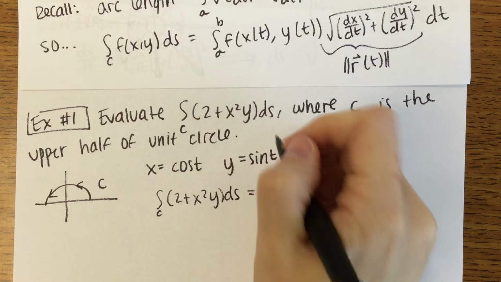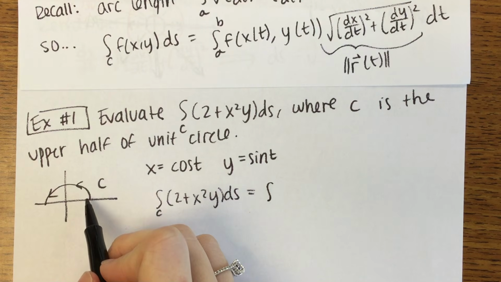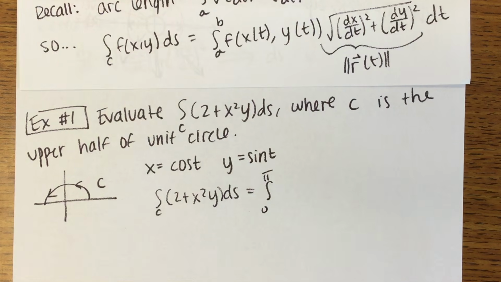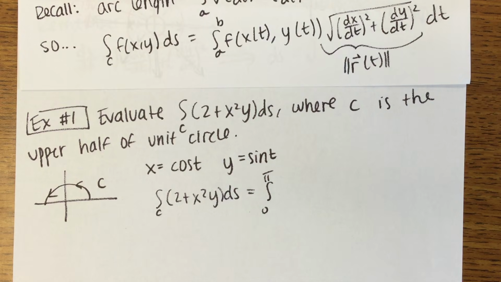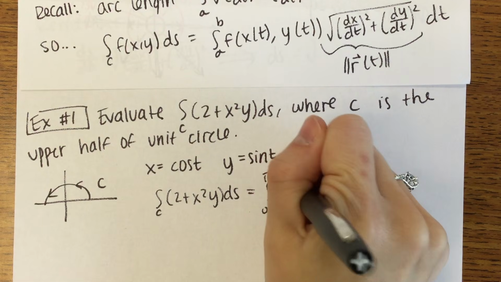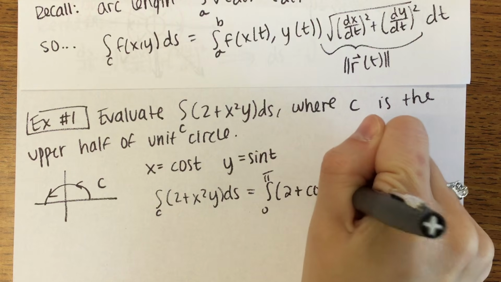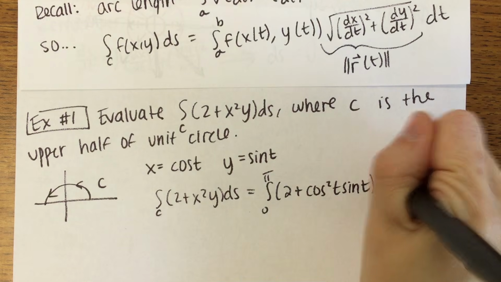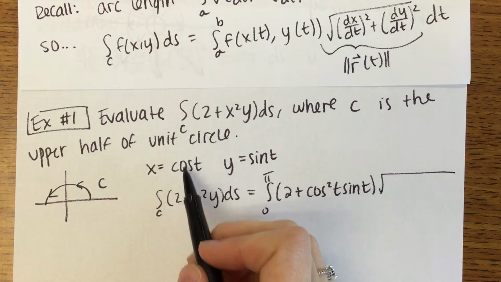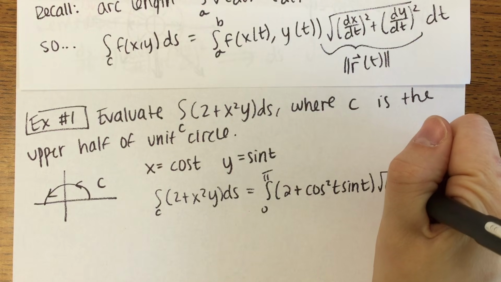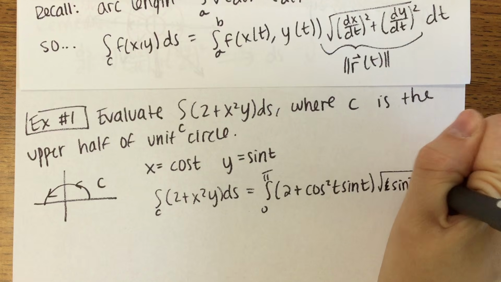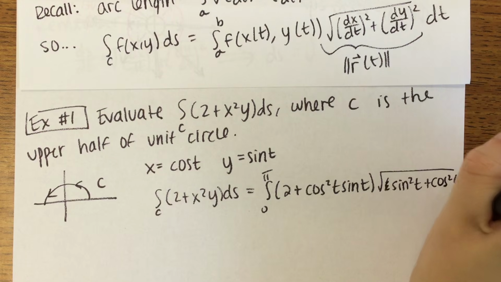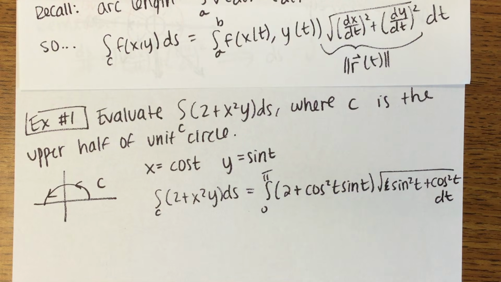Okay, so what this becomes is now a regular integral. T is going from 0 to pi. Instead of x squared and y, we need the parametric representations. So we're going to have 2 add cosine squared of t, sine of t. And then we need dx dt, so negative sine, but then we're squaring it, so sine squared t. Derivative here is cosine of t, but then we're squaring it. And then dt.